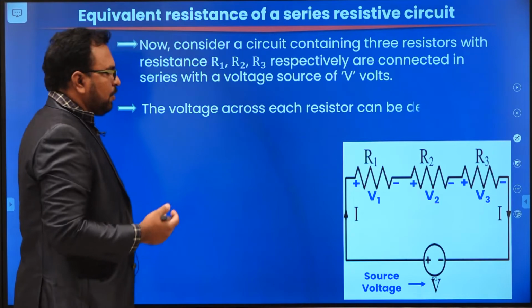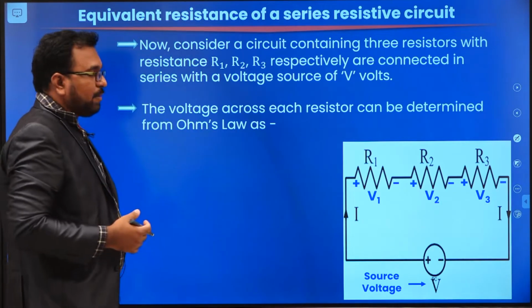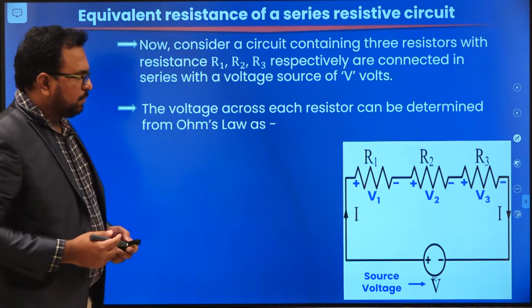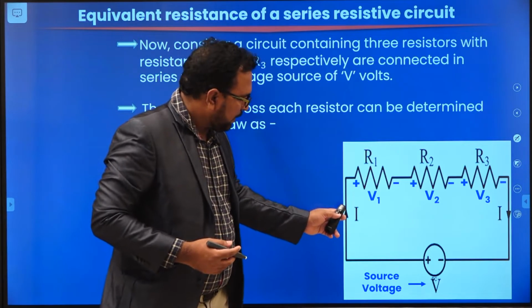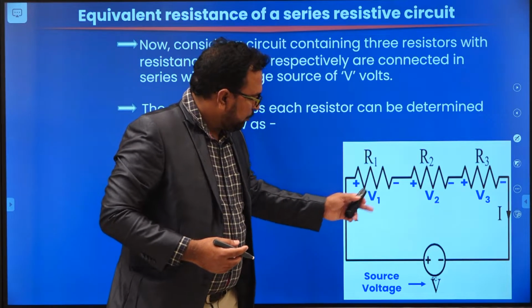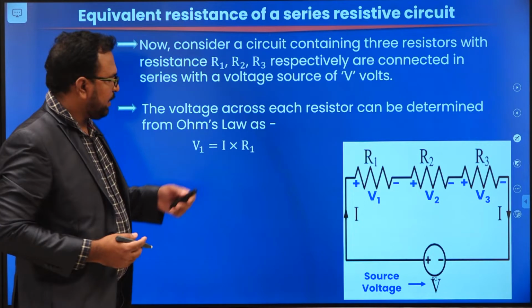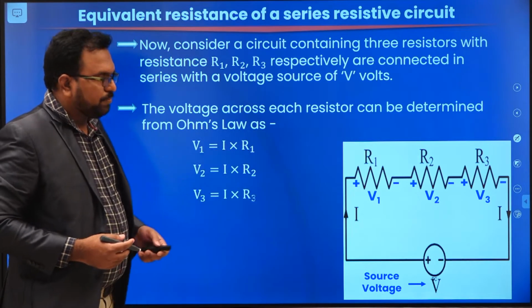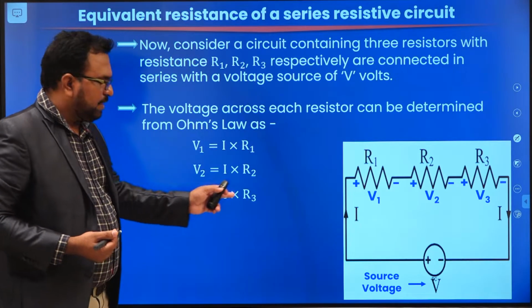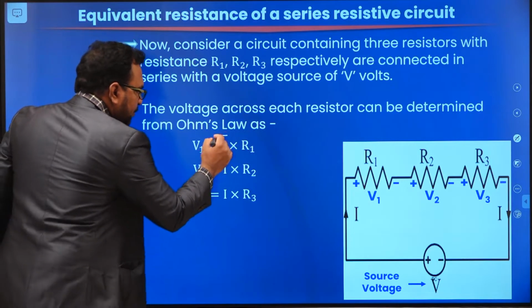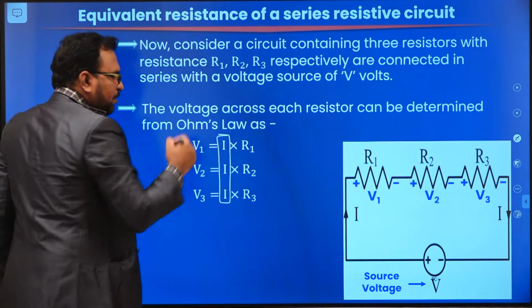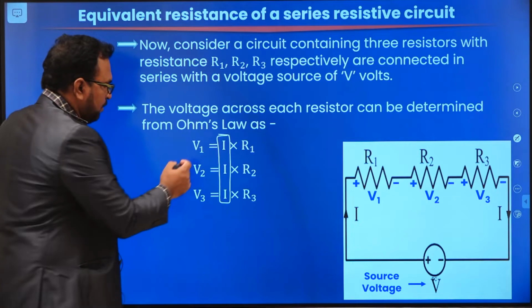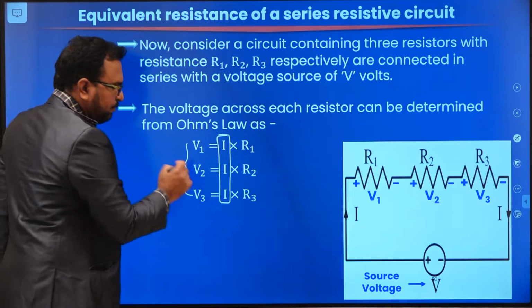So the voltage across each resistor can be determined from Ohm's law. First, what is the voltage V1? From Ohm's law, the current through R1 is I. So obviously V1 is I into R1. Similarly, V2 is I into R2, and V3 is I into R3. Here keep in mind that in a series circuit, the current is the same, but the voltage will divide.